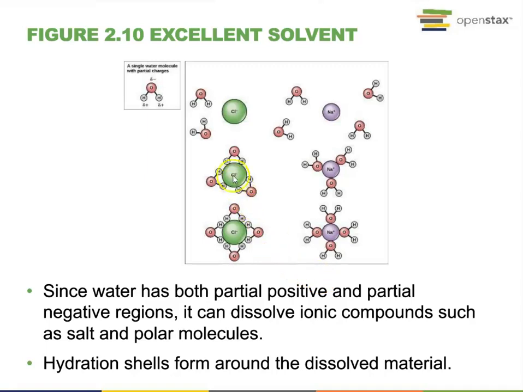Since water has both partial positive and partial negative regions, like we mentioned before, the oxygen atom is slightly negative and the hydrogen atom is slightly positive due to the uneven distribution of the electron cloud around each atom. So due to this partially charged property, water can dissolve ionic compounds and polar molecules. The example is sodium chloride. We all know sodium chloride, which is salt, can be easily dissolved in water.